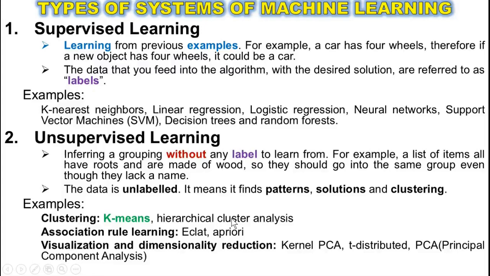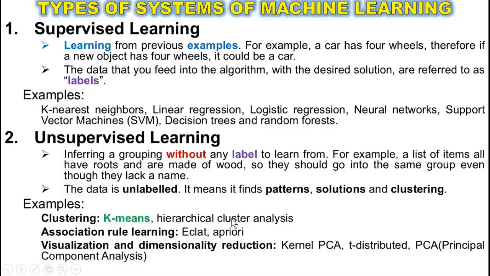The data that you fed into the algorithm with the desired solution are referred to as labels. Some examples of supervised learning are k-nearest neighbors, linear regression, logistic regression, neural networks, support vector machines or SVM, decision trees, and random forests, to name but a few. On the other hand, unsupervised learning means inferring a grouping without any label to learn from.